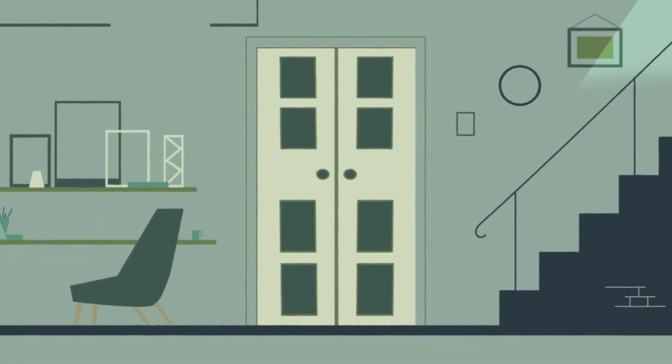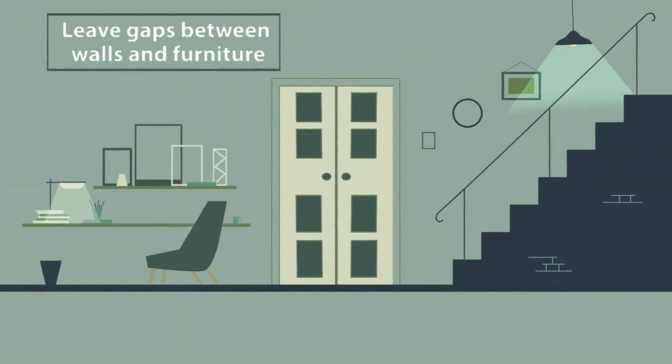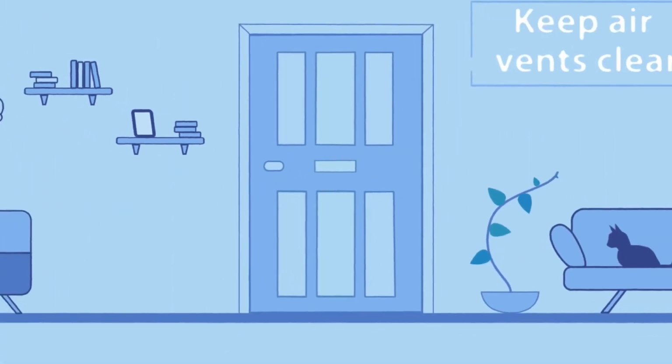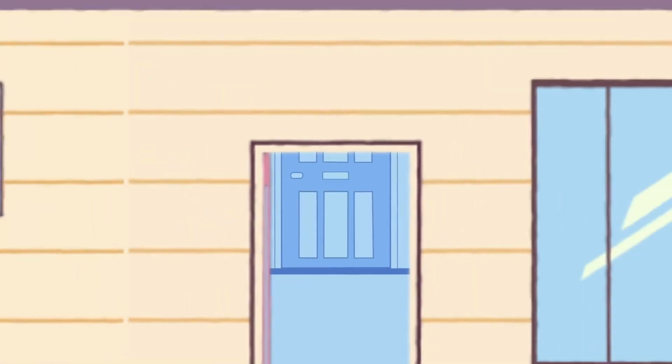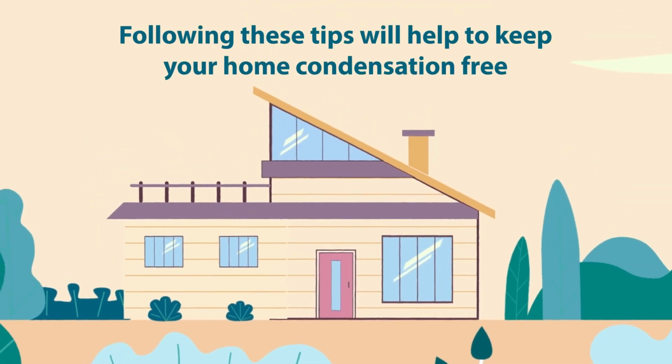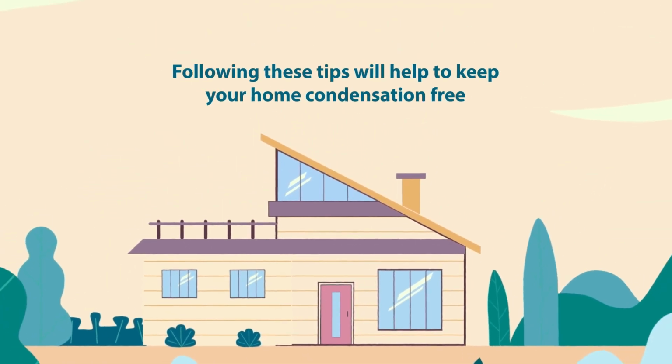7. Always keep a gap between walls and your furniture to allow free passage of air. 8. Make sure your air vents aren't blocked by furniture or other items, as this will restrict air circulation. Following these tips will help to keep your home condensation-free.